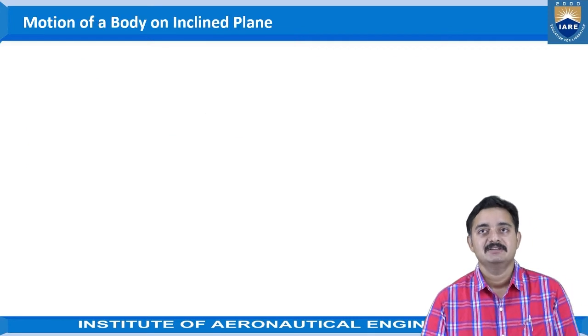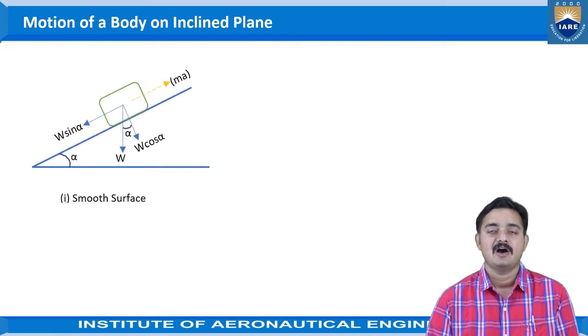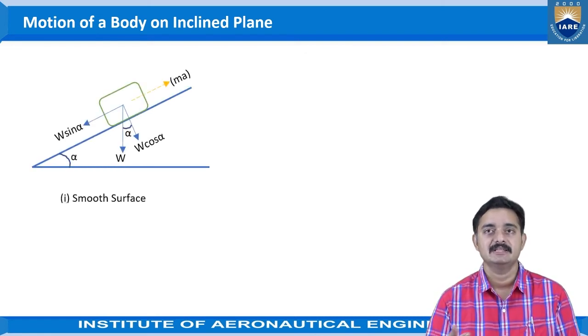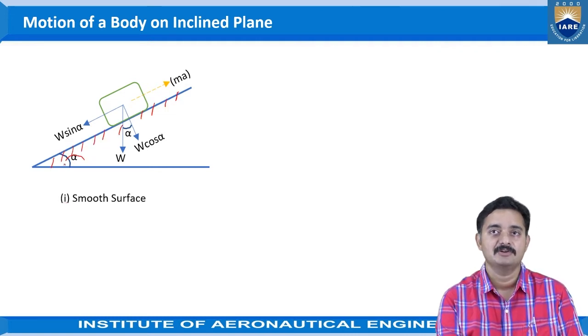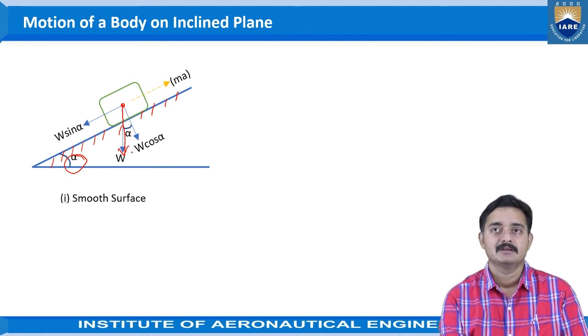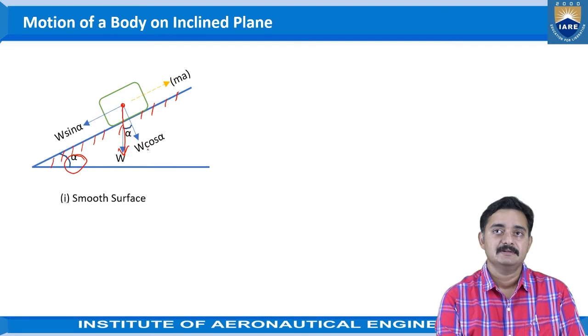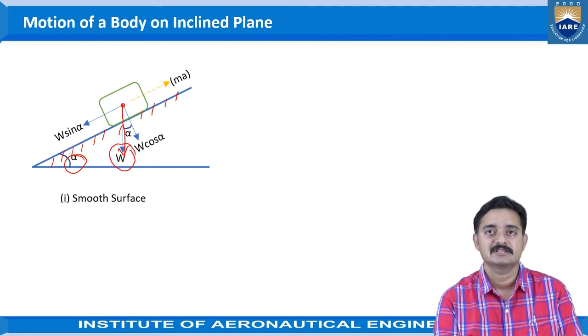So now let us understand the motion of a body on an inclined plane. That means let us see how the inertia term will be involved in the movement of the object. Here, as you are seeing, there is a plane which is inclined at an inclination of alpha to the horizontal, and the weight of the object is acting vertically downwards. There are no other forces involved here, and the weight is acting as a force alone.